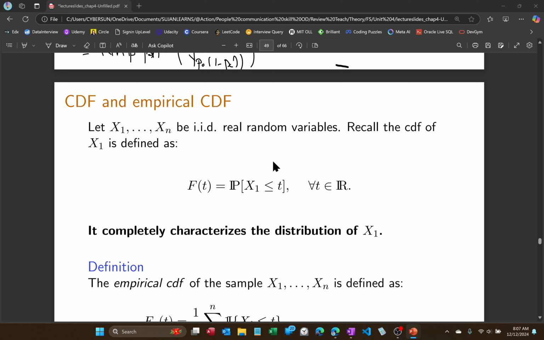CDF. A random variable is characterized by its CDF. That is, F(t). This is called CDF, F(t), and it is equal to the expectation of the indicator of X less than or equal to t. That's F(t).